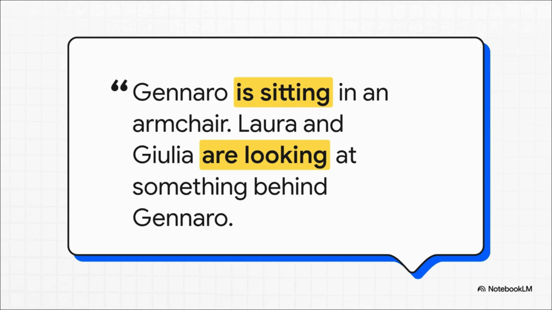Now, what about the second sentence? Laura and Julia are looking. The subject here is Laura and Julia. That's two people, so it's like they. And the be verb for they is are. The action is look, which becomes looking. Laura and Julia are looking. It follows our formula exactly.